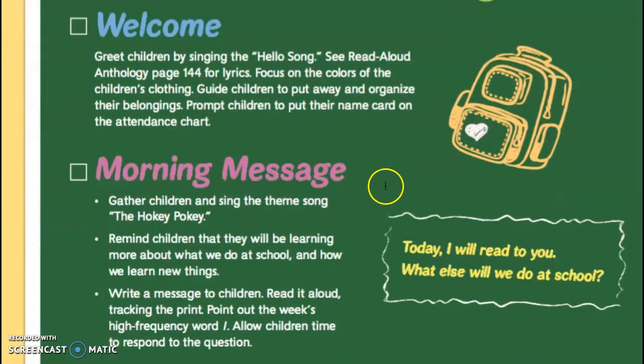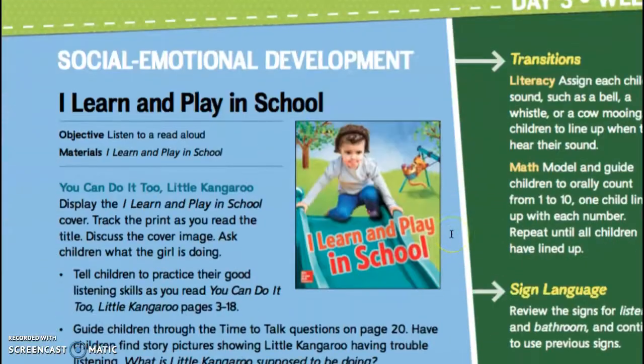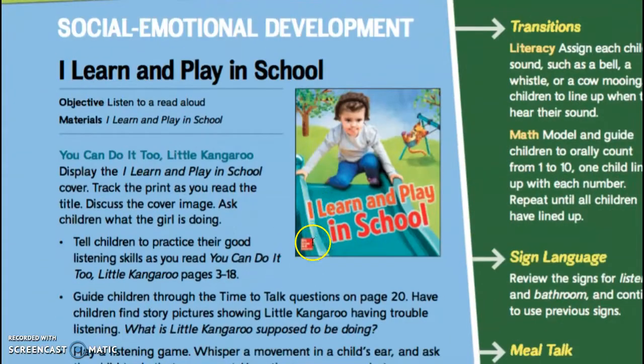Okay, here's day 3, A2, morning message, question. Remember, it looks kind of like that green blackboard. Right after, A3, you'll find your social emotional development activity, and I want to show you that you can find the curriculum resources online. So here, for the social emotional activity, they want you to read this story, You Can Do It, Little Kangaroo, in this I Learn and Play in School book.